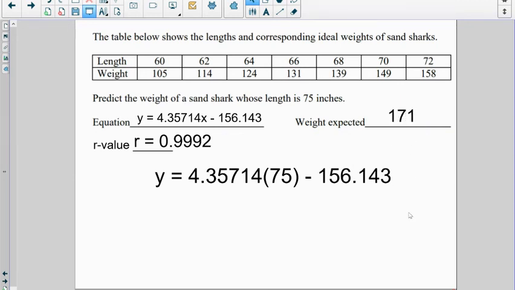And that's linear regression on a set of data. We use the graphing calculator to make a scatter plot of the data. We use the graphing calculator to find the exact equation for the line of fit and the exact R value. And then we could use that equation to make a prediction. We took this 75 inches, plugged that in for X. We just did a little calculator solving, and that gave us our expected weight for a sand shark.